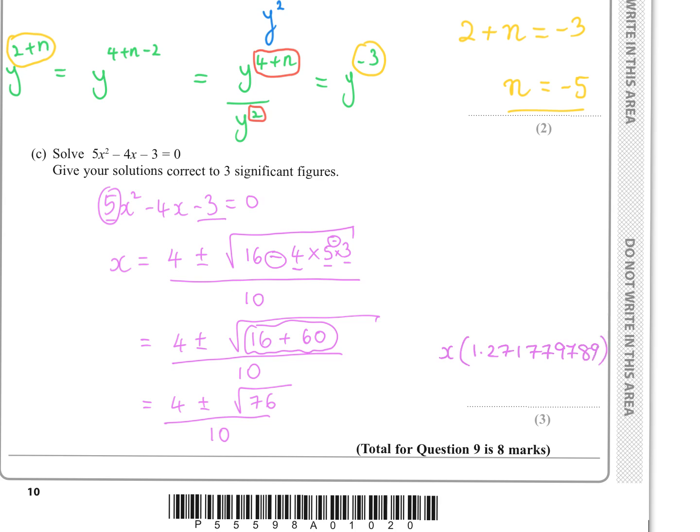I'm then going to do 4 minus root 76. I'm going to press equals, divide it by 10. And don't forget, on some calculators it might be more useful for you to put a bracket here, depending on how you're doing it on your calculator.